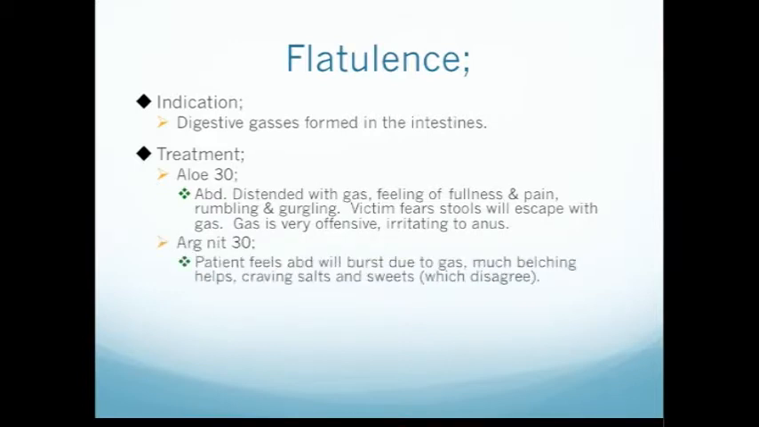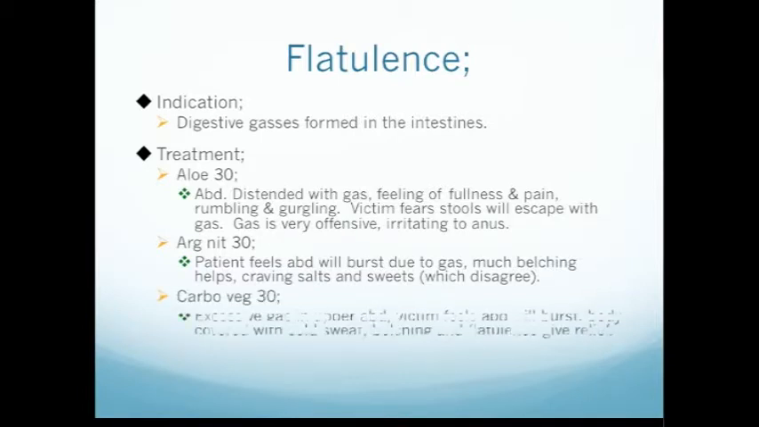Argentum Nitricum 30 is good for patients feeling abdominal pain that will burst due to gas, with much belching, which helps. They will be craving salts and sweets, which will disagree with them. Carbo Veg 30 is good for excessive gas in the upper abdomen. The patient feels that the abdomen will burst, the body is covered with cold sweat, belching and flatulence will provide some relief.